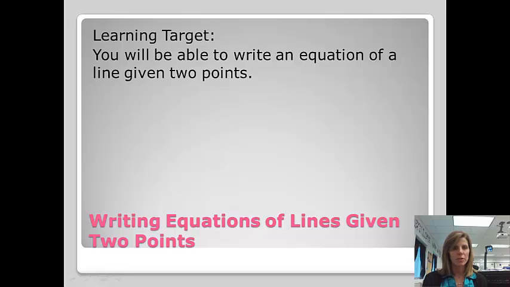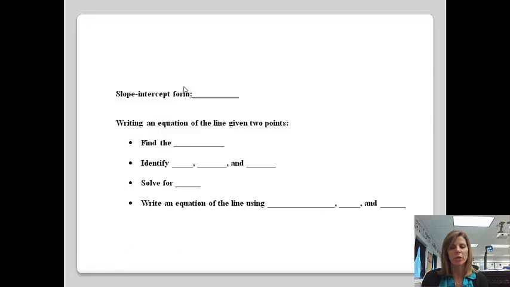Right, so far we've written equations from situations. We've written equations if we've been given the slope and the intercept. We've written the equation if we're given the slope and a point. Well, now we're going to do it if we're given just 2 points. We're not given the slope or the intercept. At the end of this lesson, you'll be able to write an equation of a line if I give you 2 points.